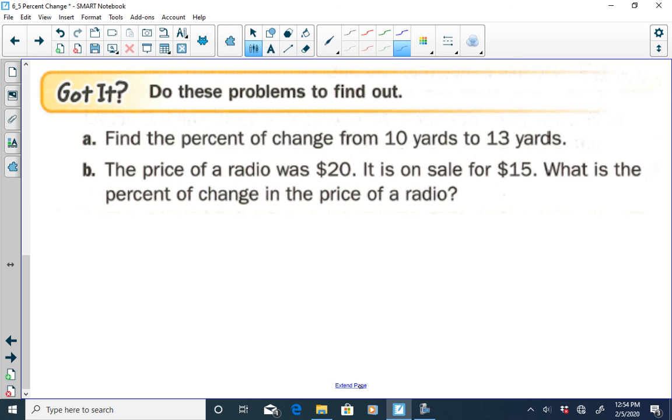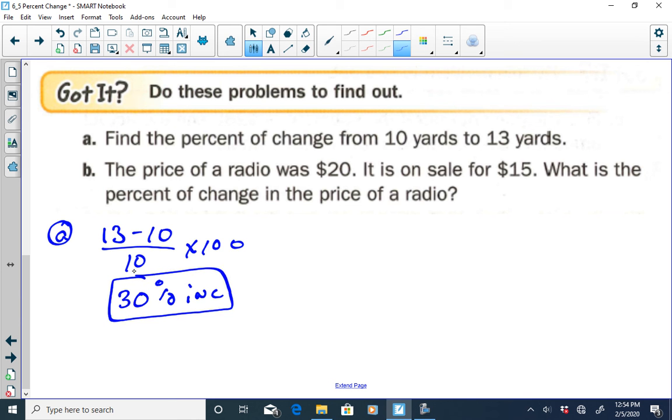Let's try example A. Find the percent of change from 10 to 13. All right. So if we're going from 10 to 13, I'll call it example A here. The difference, 13 minus 10, divided by the original amount, which was 10, times 100. Right. That's going to give us a 30% increase because we're going from 10 to 13.